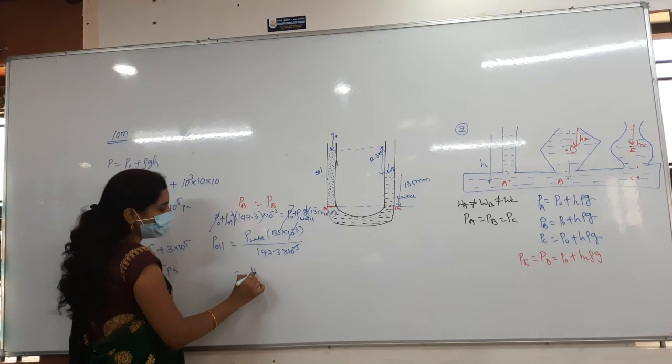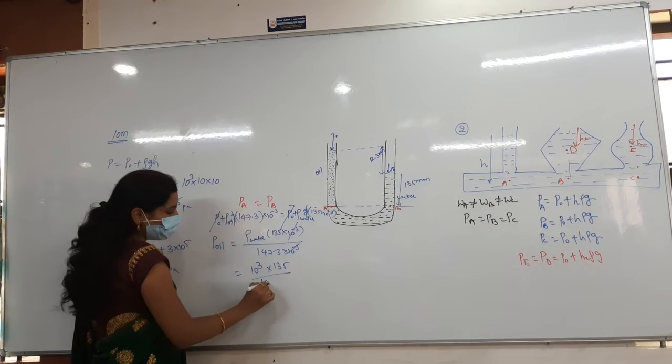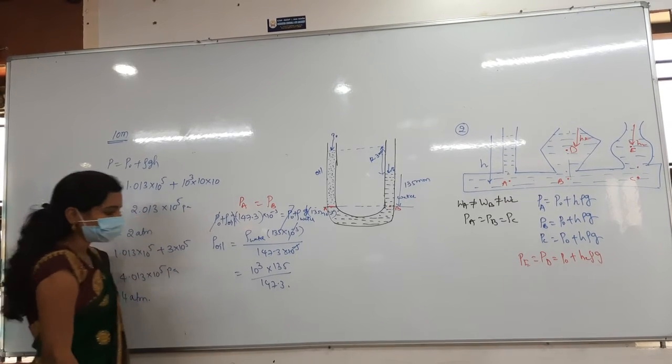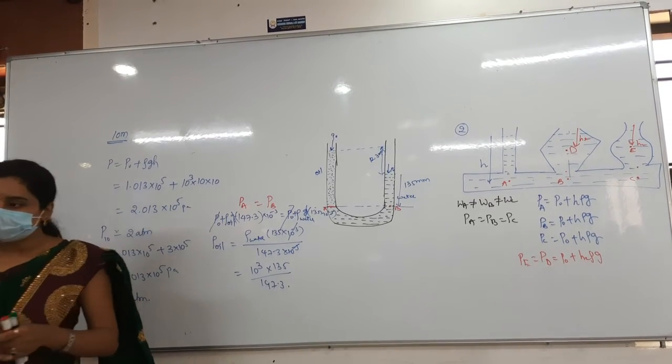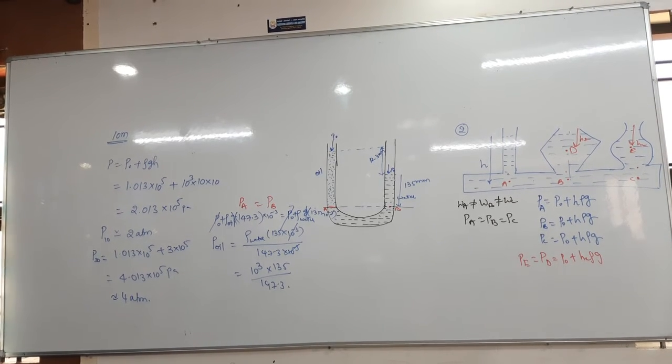Rho of water is how much here? 10 cube you have to take. That into 135 by 147.3. Tell me how much answer you will get. What is the answer you get? 0.9 into 10 power 3, na? Yes, correct. That's correct. Very good. I'll explain that. First of all, find out the final answer.